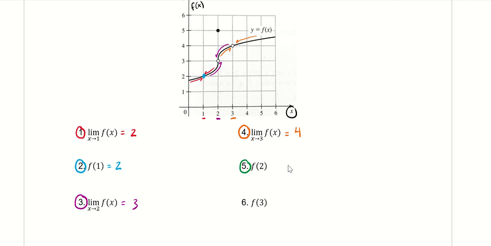What about f of 2? So again, it's not a limit. There's no limit notation there. It's asking us for the value of the function when x equals 2. And we sort of talked about this with part 3.